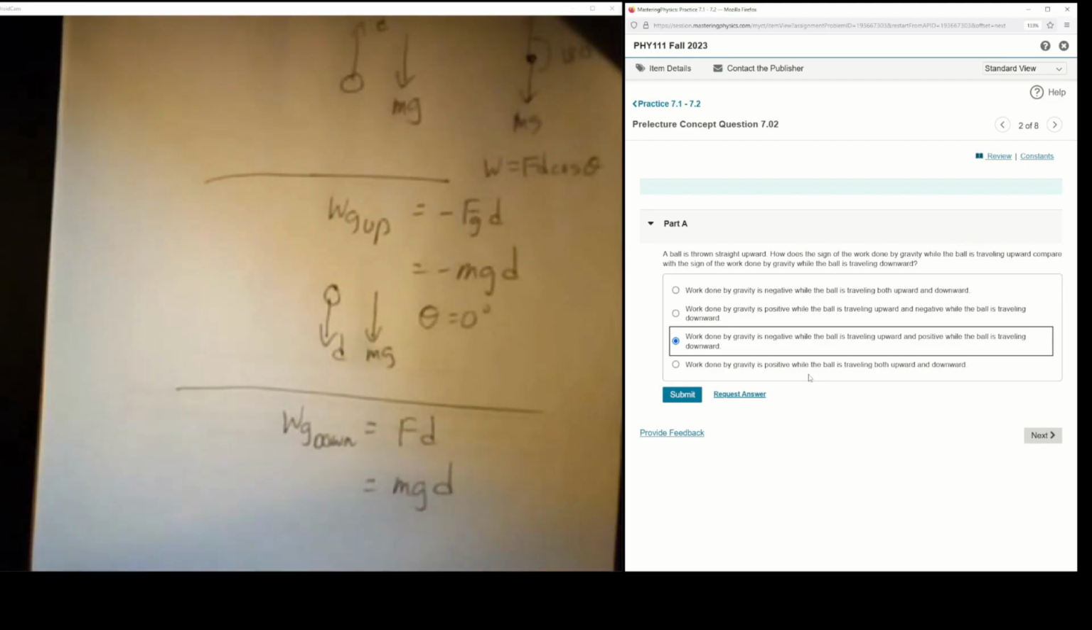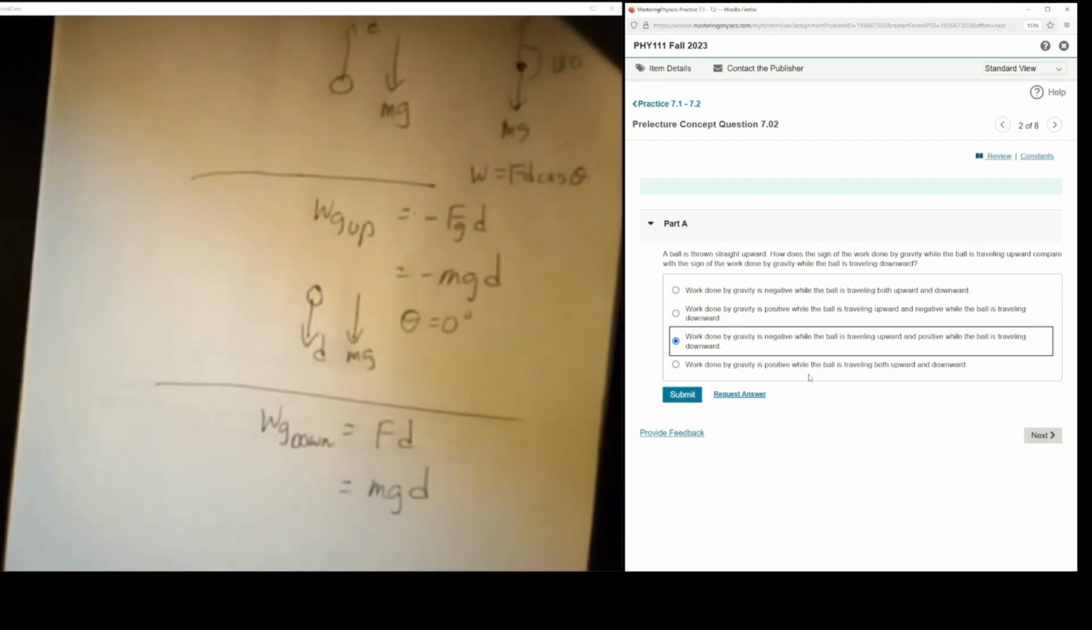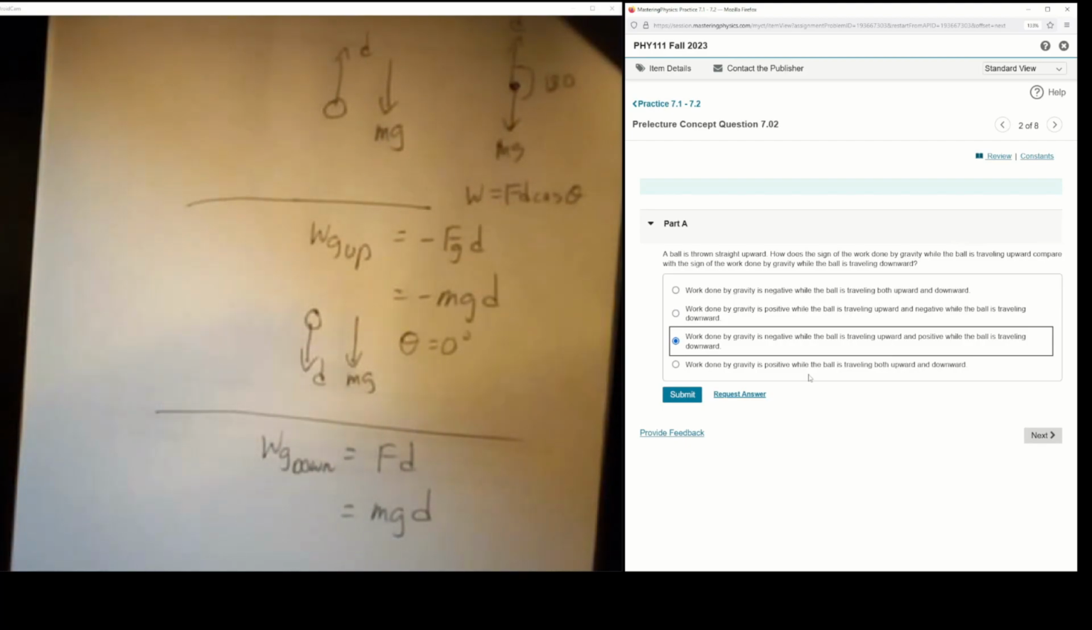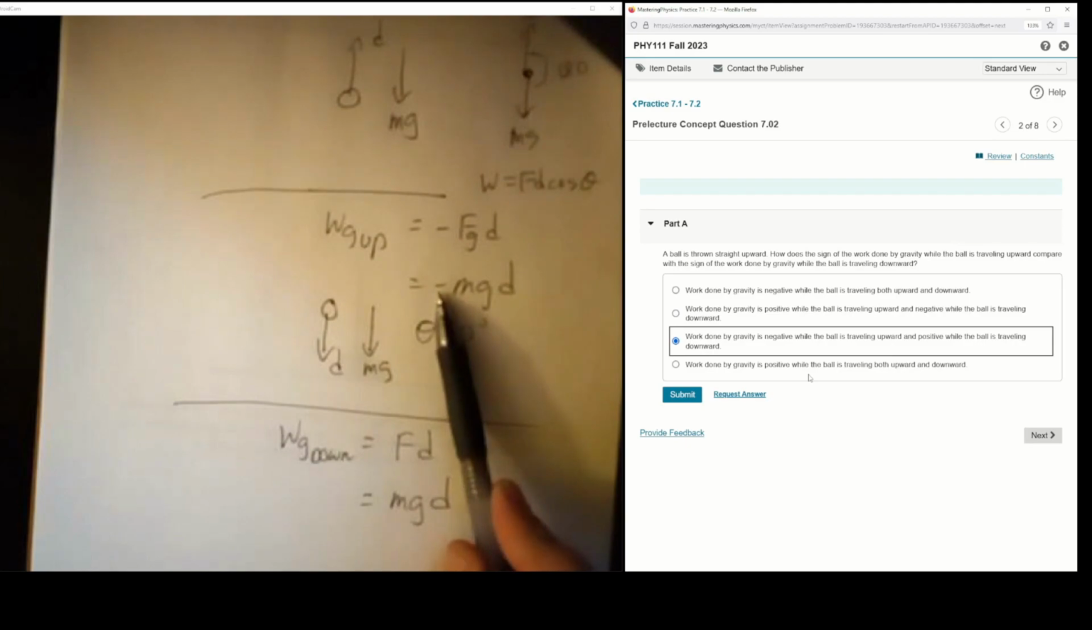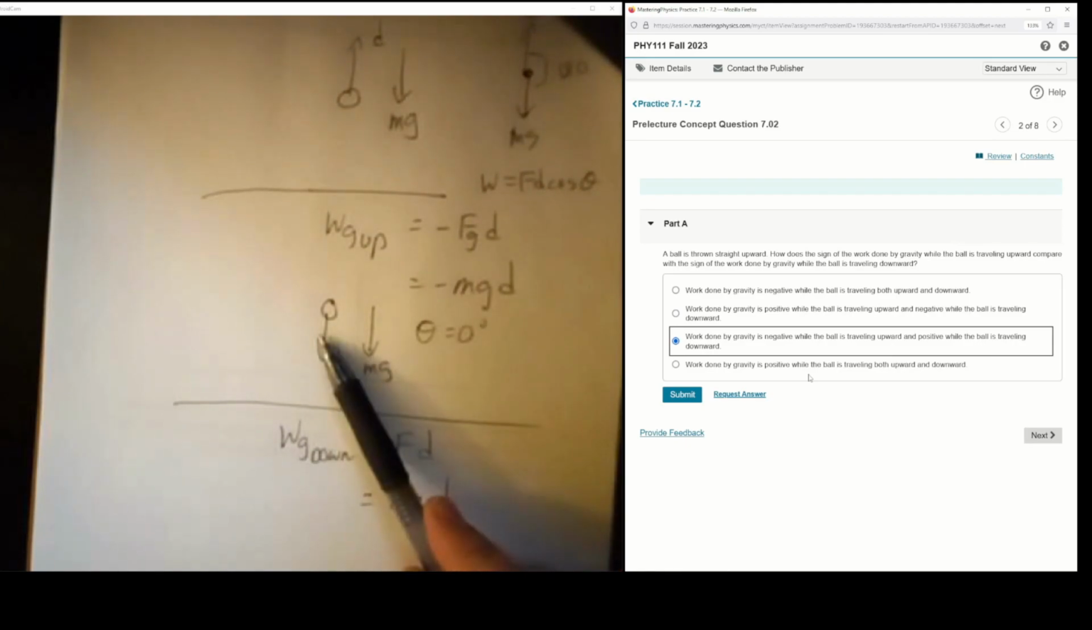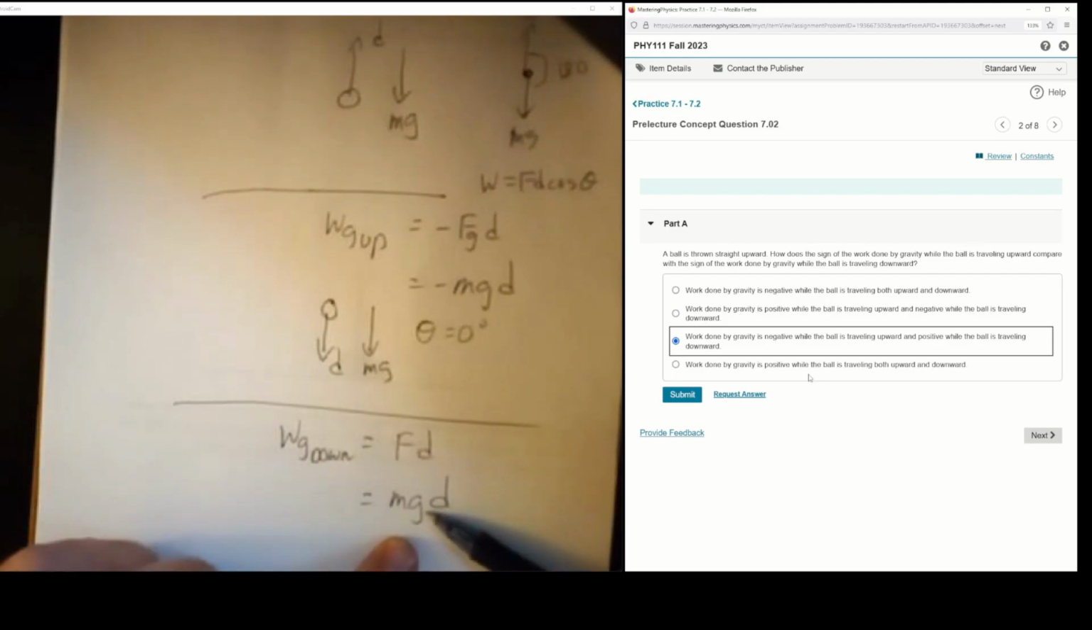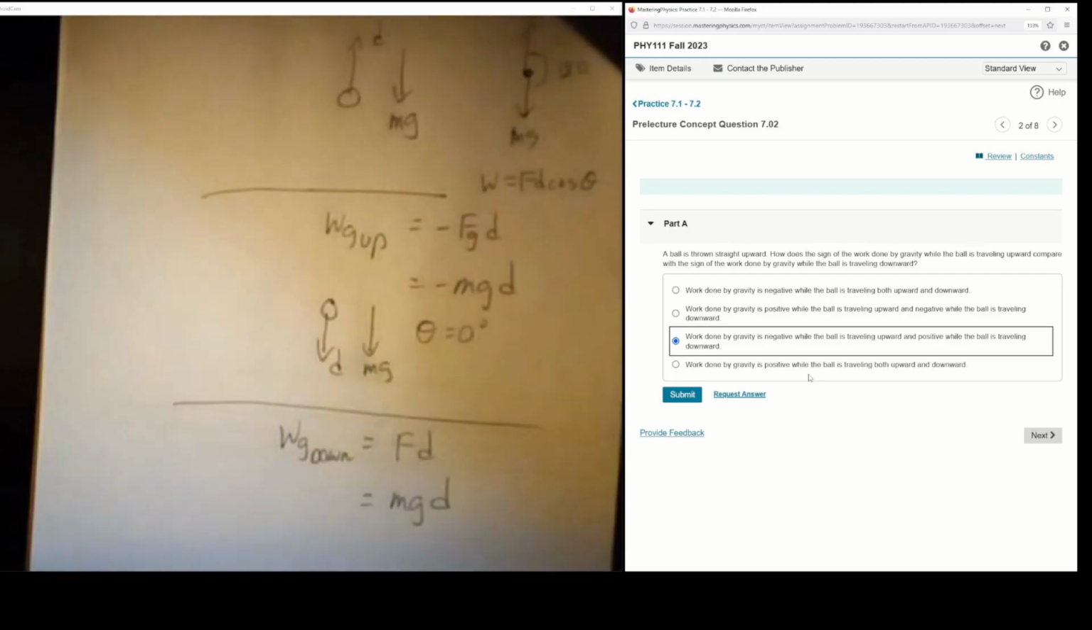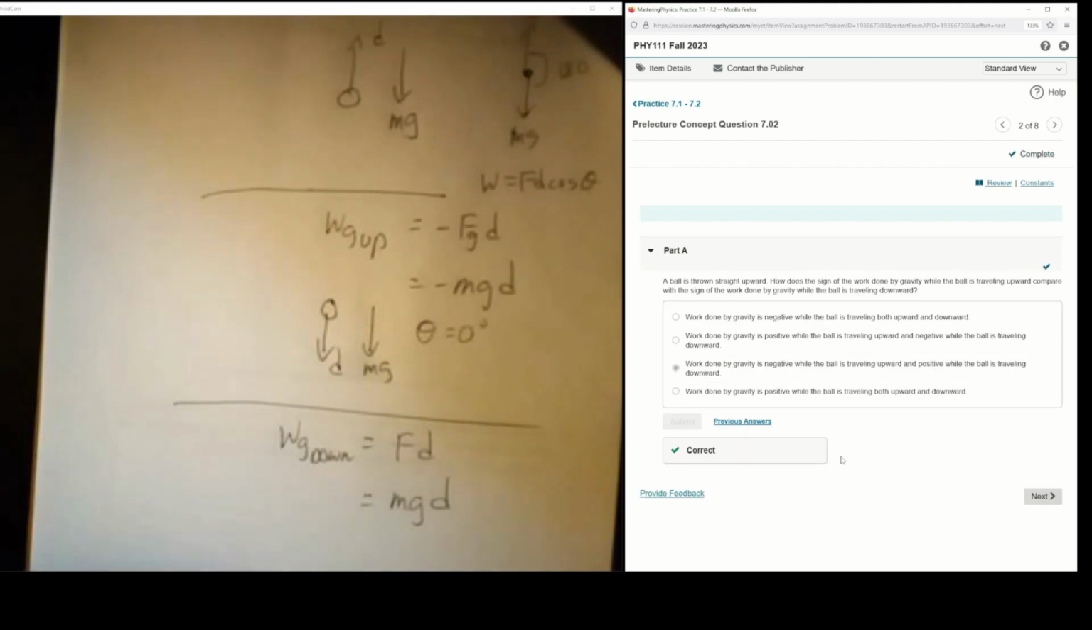And again, just to say this again, to help it make sense, when you throw something up, it slows down and then falls back to the ground. And that's because the gravitational field is taking energy away from this object until it has no energy left. And so it has to stop. And then gravity will put energy back into it as it falls down. And then the object gets faster and faster until it hits the ground. So there's our answer, C, or the third selection there.